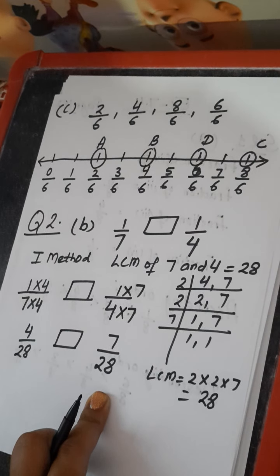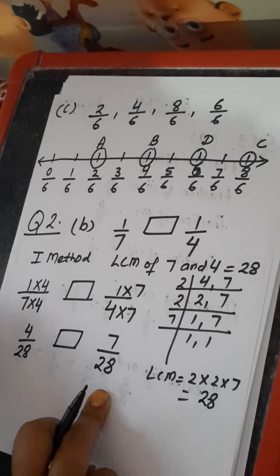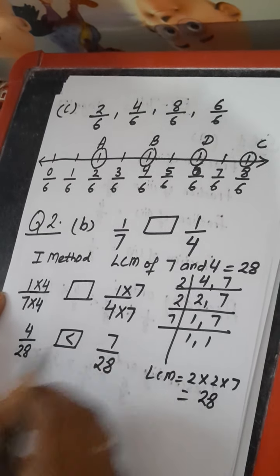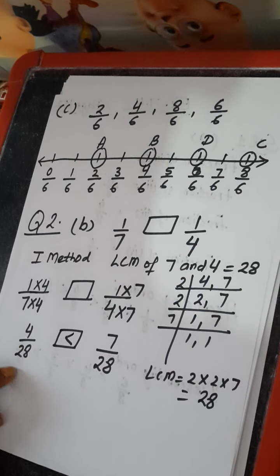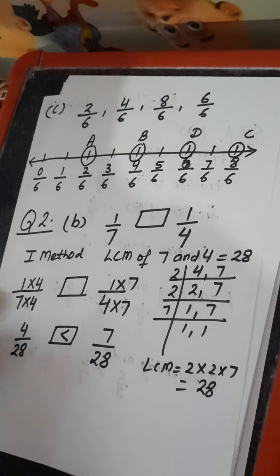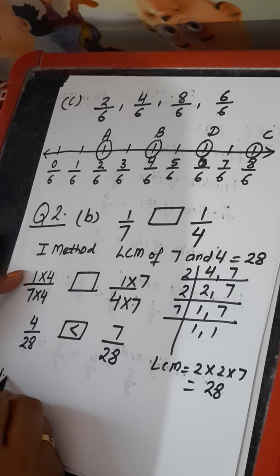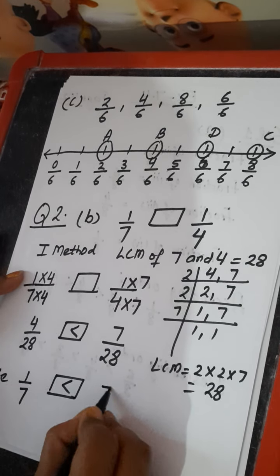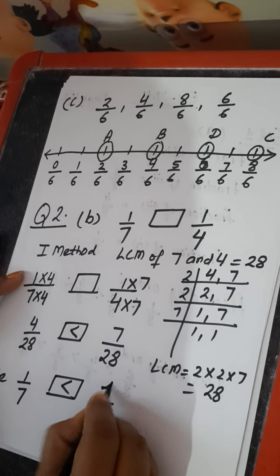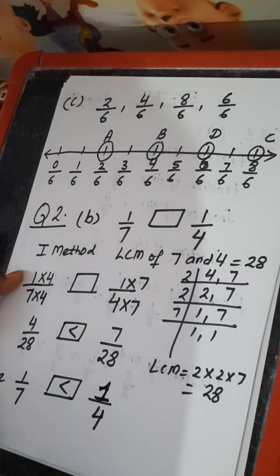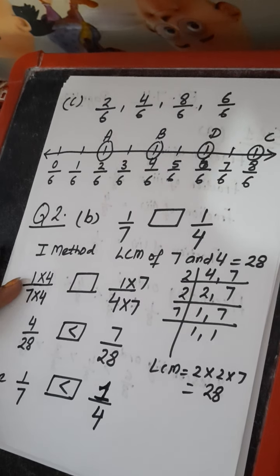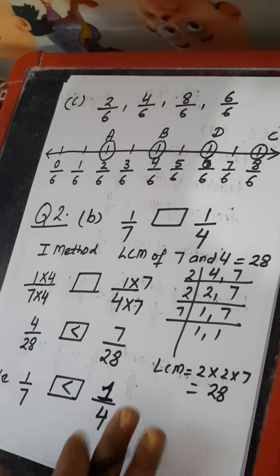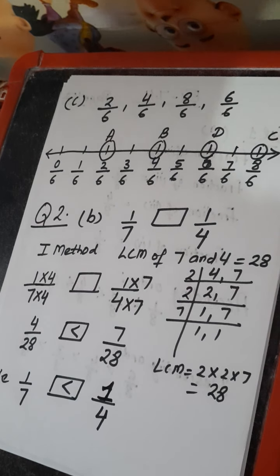Now denominators are same, therefore we compare the numerators. So here 4 is lesser than 7, so I will use the sign of lesser. 4 upon 28 is lesser than 7 upon 28. Or simply we can say that 1 upon 7 is lesser than 1 upon 4. This is the first method by which you can compare both fractions by taking the LCM.